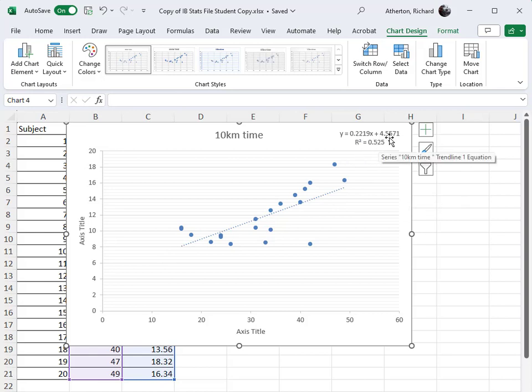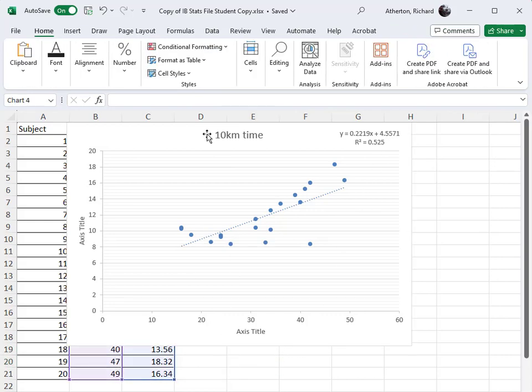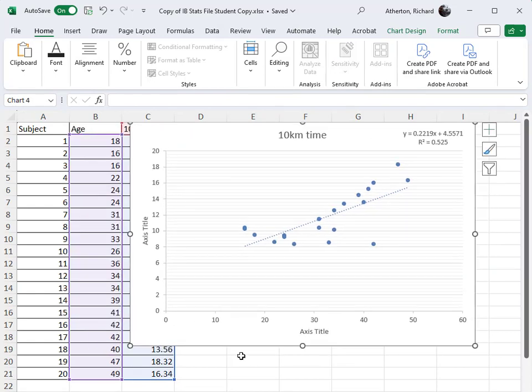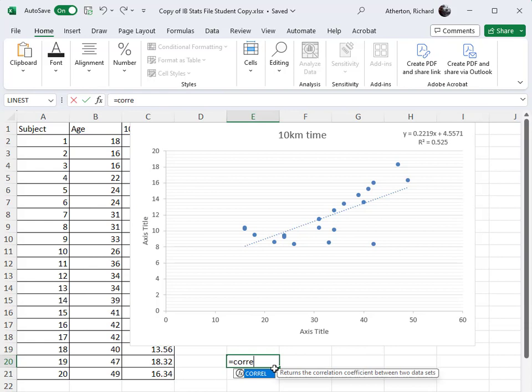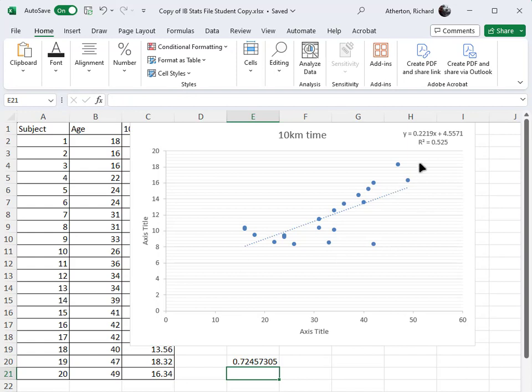You should square root that to find out R, or you can just simply in here say equals CORREL. That's the correlation coefficient of that lot, comma, that lot. And that is 0.725, which is the square root of that number. So that is what I would call moderate correlation. Anything above 0.5 but below 0.9 you'd call moderate. Anything above 0.9 you'd call strong. And if it's really quite high, then you say very strong.